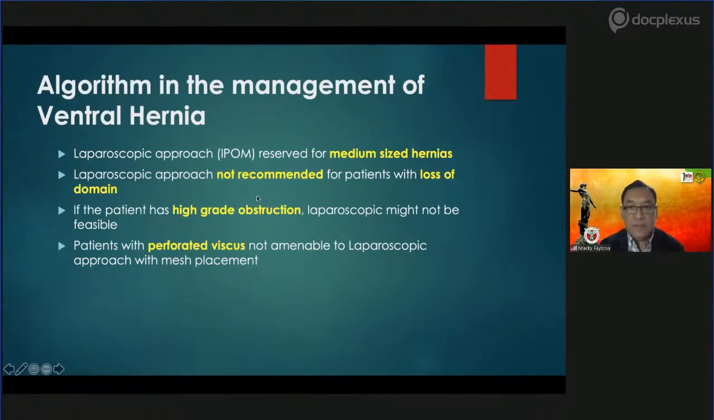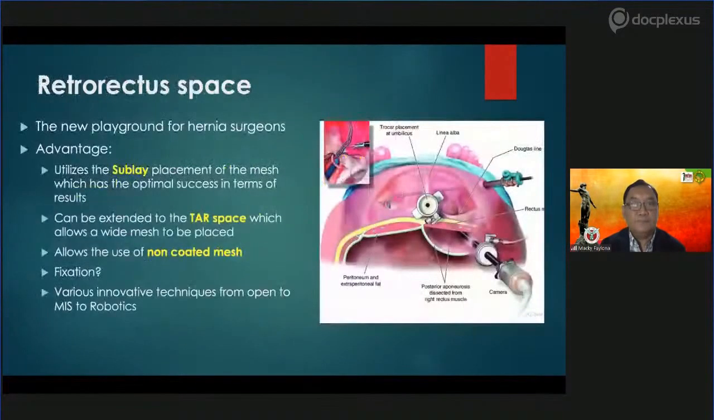It's not recommended if you have big hernias with loss of domain, or if there is the presence of high-grade obstruction, because visibility in laparoscopy might be a problem. And if you have a perforation, certainly that is not allowed if there's a contaminated field inside.